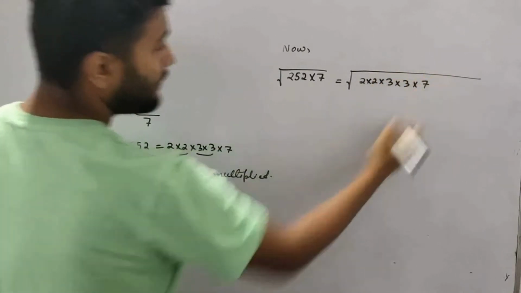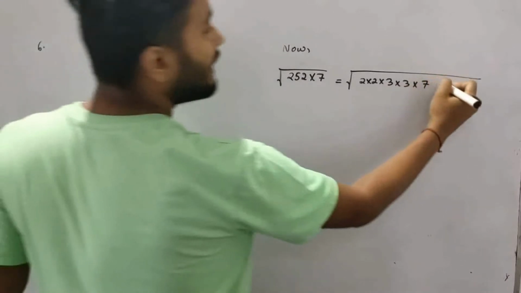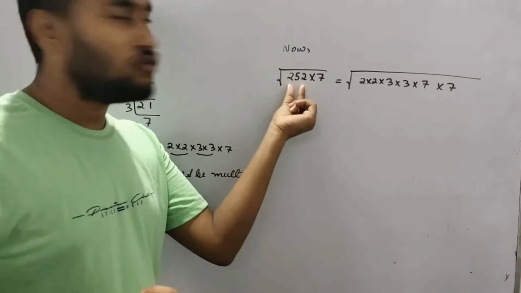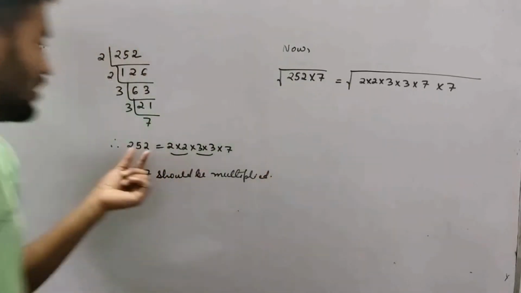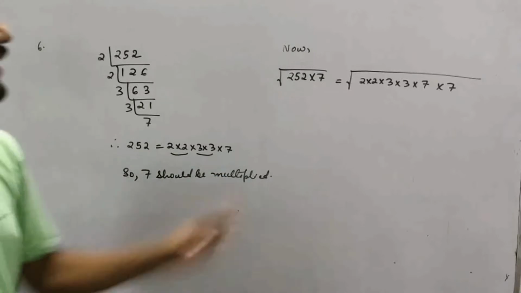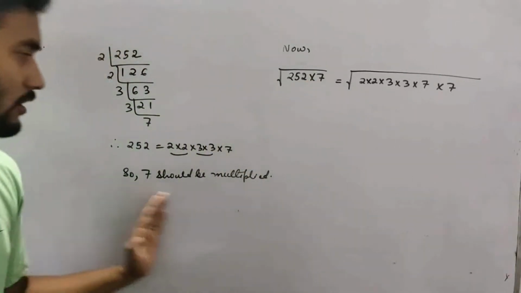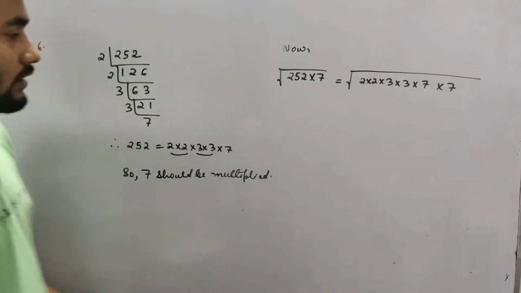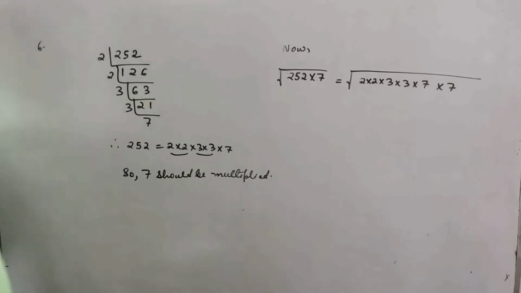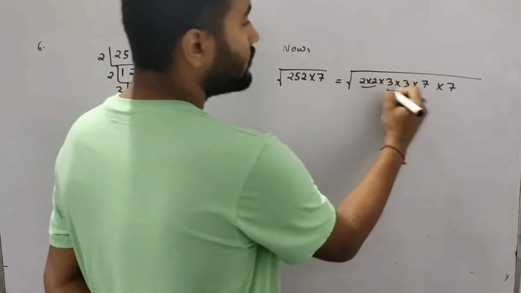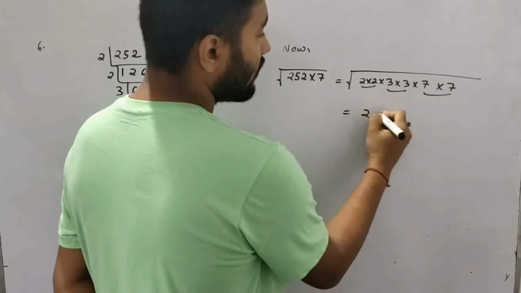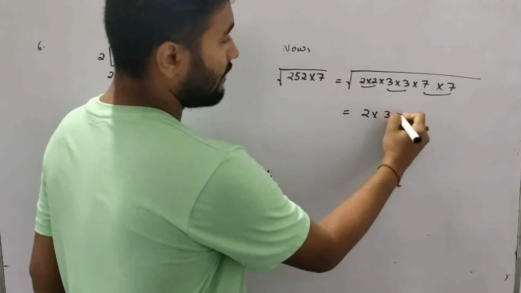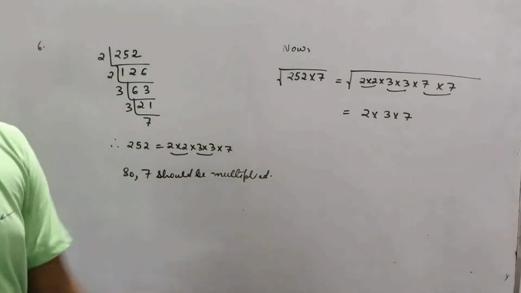2 2 3 3 and 7. Now extra what we have multiplied? We have multiplied 7. Focus carefully. 252 was how much? 252 was 2 2 3 3 7. Now we have multiplied 7 because we have written over here we should multiply 7. So I have multiplied one more 7 over here. Understood or not? One more 7 I have multiplied over here. So now you see 2, 3 and 7. From this one pair, this 2 will come. From this pair, this 3 will come. And from this pair, this 7 will come.